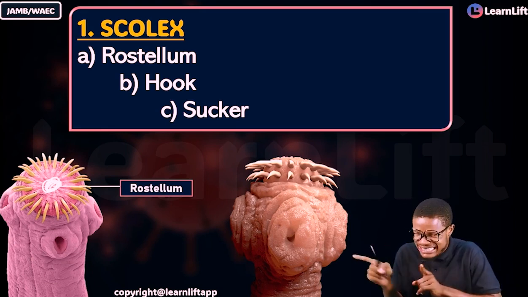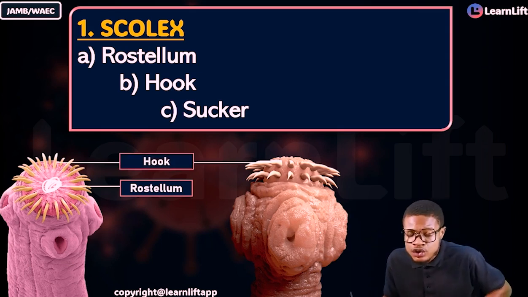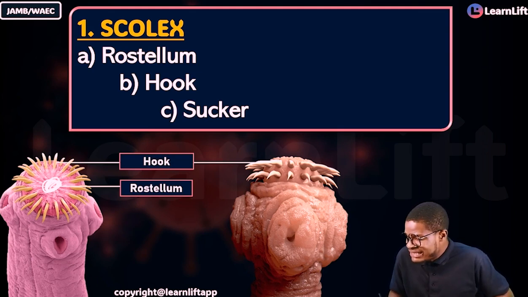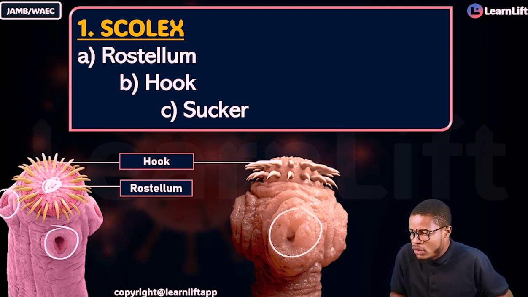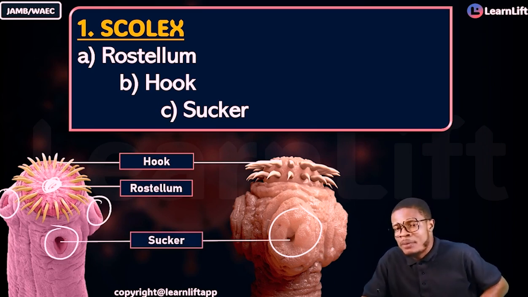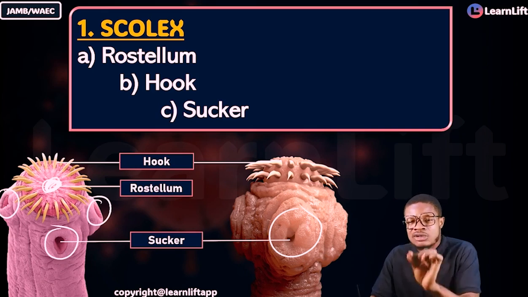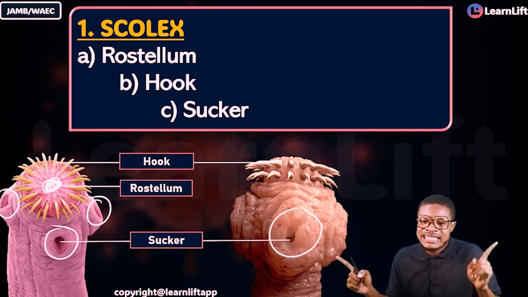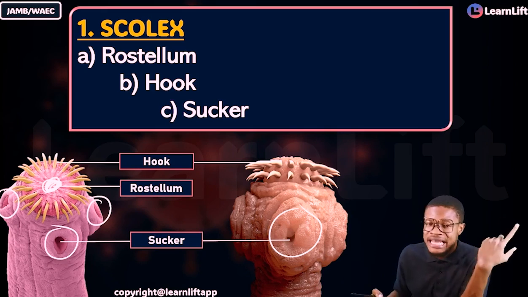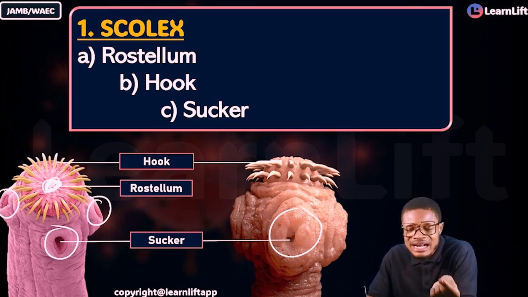All those spines, those sharp projections that are coming out, all those are called the hooks. And these guys like this, all those that you are seeing now, are called the suckers. How many suckers do you see in your tapeworm? Tapeworm has 4 suckers. 1 anterior, 1 posterior, and 2 lateral. That means 1 from the right, another 1 from the left. That's 4 suckers altogether. Of course, they have rostellum, the hooks, and the suckers.